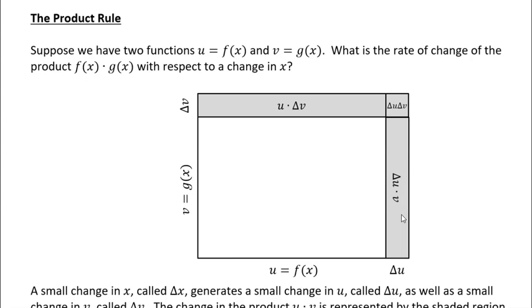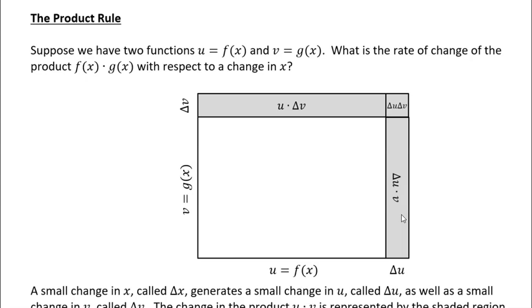Now, when we're taking the derivative, we're looking at the average rate of change of the function. So if we change x by a little bit, what we'd like to know is how much does the function change, okay? So we change x by a little bit, which changes u by a little bit. That's the delta u. And it changes v by a little bit, and that's the delta v. And you can see the change in the area. This is the shaded region there.